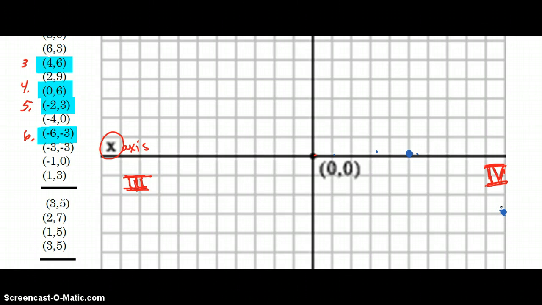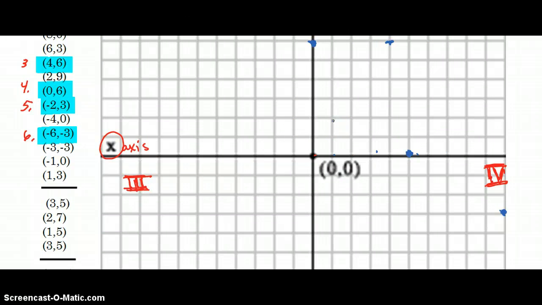Number 3, it'd be 4, 6. So you're going to start at your origin again and go over 1, 2, 3, 4. And then you're going to go up 6 this time since it's a positive. So you're going to go 1, 2, 3, 4, 5, 6. That's 4, 6. On number 4, it's 0, 6. So you're not going to move anywhere, but you're going to go up 1, 2, 3, 4, 5, 6. And that's what you're going to end up on your y-axis.